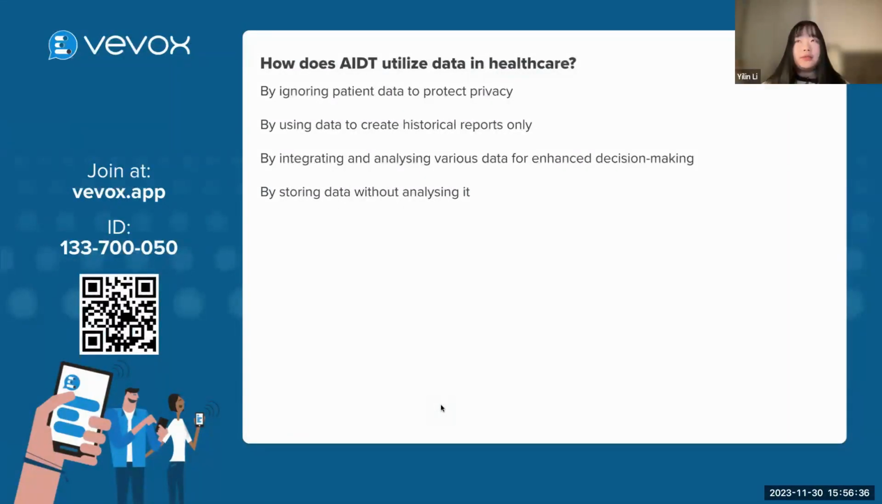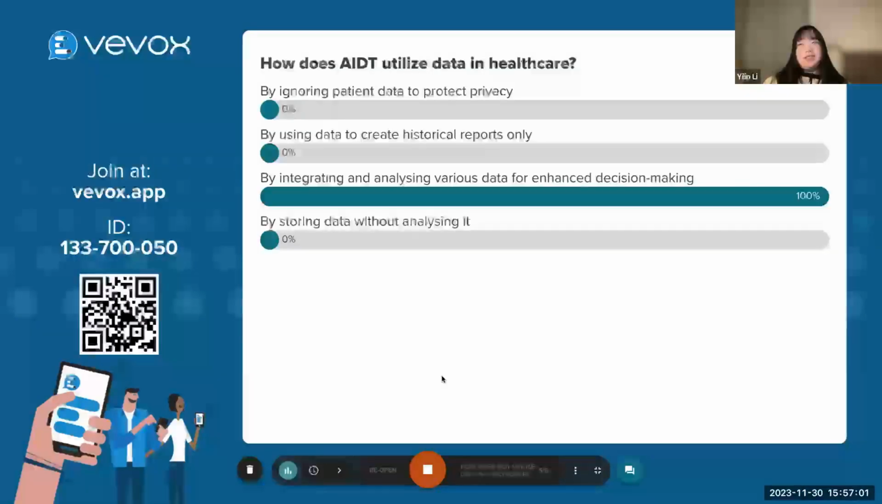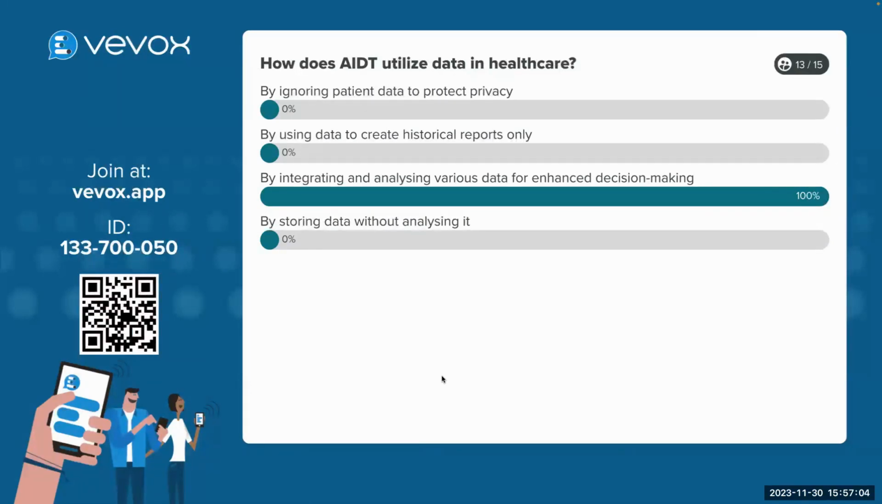Yes. And for this question: how does AIDT utilize data in healthcare, including privacy, using data to create the history report, integrating and analyzing the virus data, and storing data without analyzing it? Let's see the result. Okay, that's a kind of simple question. Using data to create, yes, that's a very important aspect to consider, integrating and analyzing various data for enhanced decision making. That's a very important question.